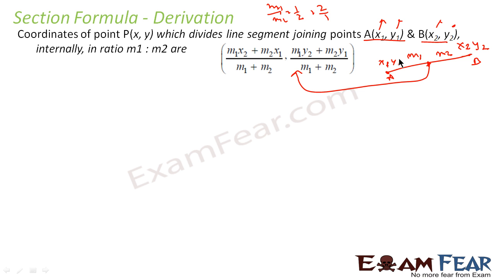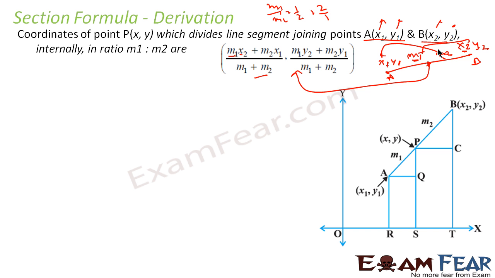The x coordinate will be (m1x2 plus m2x1) by (m1 plus m2), and the y coordinate will be (m1y2 plus m2y1) by (m1 plus m2). Please remember this formula, it's a very crucial formula. How to remember it, I'll tell you. You take m1 and multiply with x2, you get m1x2. You take m2 and multiply with x1, you get m2x1, and divide by m1 plus m2. Similarly, the same thing with y1, y2. You take m1 and multiply with y2, and m2 with y1. So m1y2 plus m2y1 divided by m1 plus m2.